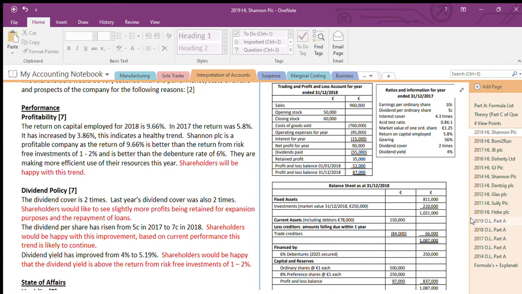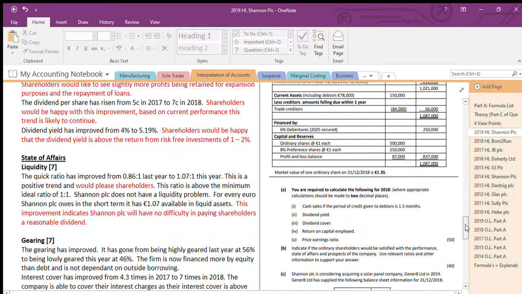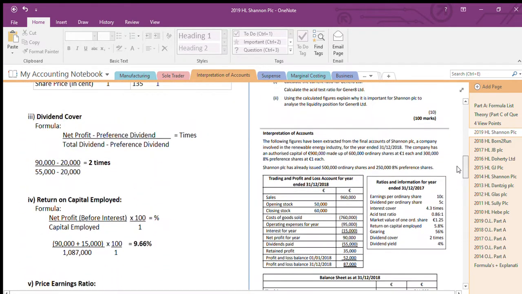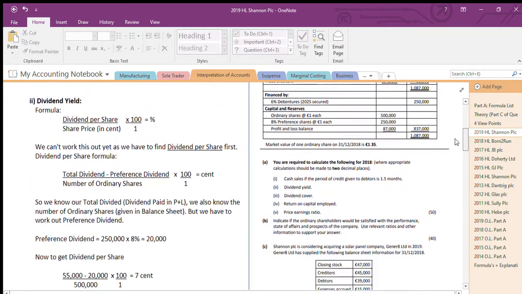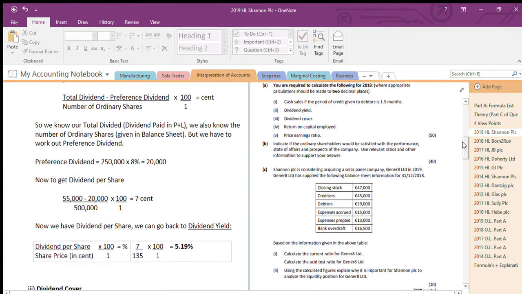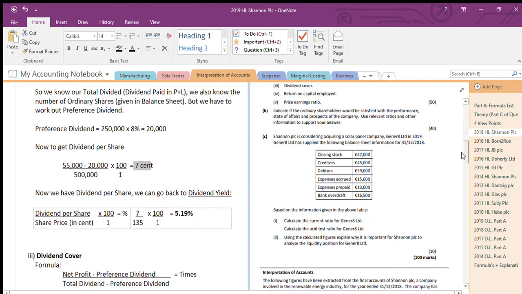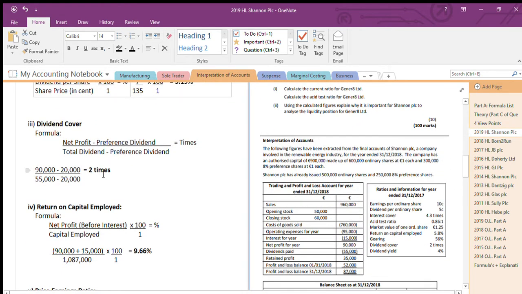Again, you might have been asked to find out some of these figures already. Dividend yield, dividend cover, and in order to find them, we would have actually had to find out the DPS as well. So if I go up to my part A, I was asked to find my dividend yield. And in order to find my dividend yield, I defined my dividend per share. My dividend per share was 7 cents. My dividend yield was 5.19%. And my dividend cover was 2 times. I have all of this information already gathered.